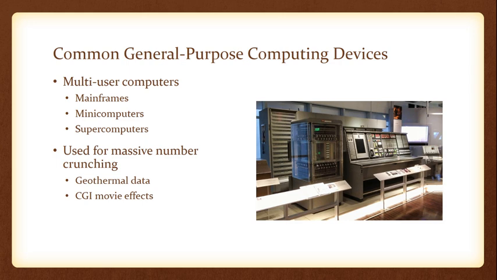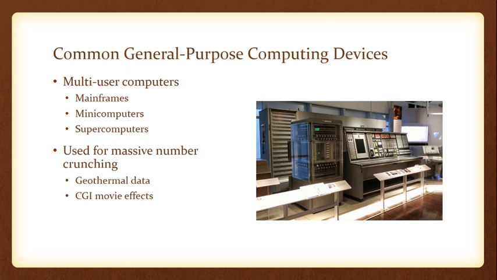And each person has their own specific spot on this computer. So more than one person can use this computer at the same time. And that is considered a multi-user computer. Examples of that are mainframes, mini computers, supercomputers. Mainframes are large multitask machines. Mini computers are just the same thing, except they're smaller multitask machines.